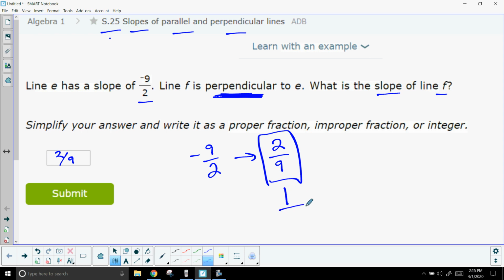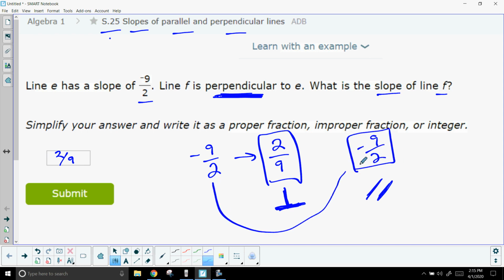Okay, perpendicular, this is the symbol for perpendicular lines. Then it's the negative reciprocal. If it's parallel, then it would be the exact same slope. So -9/2.